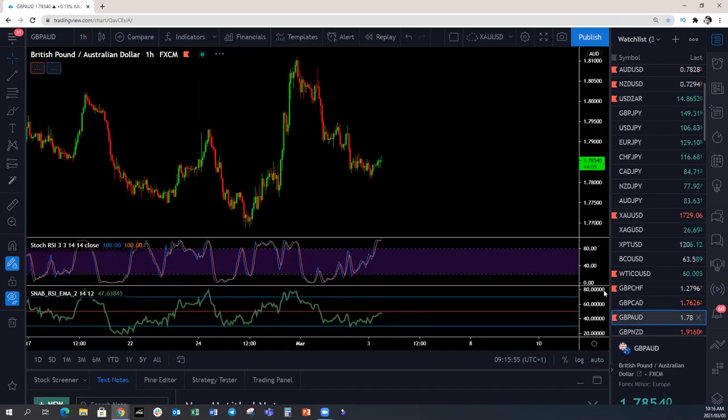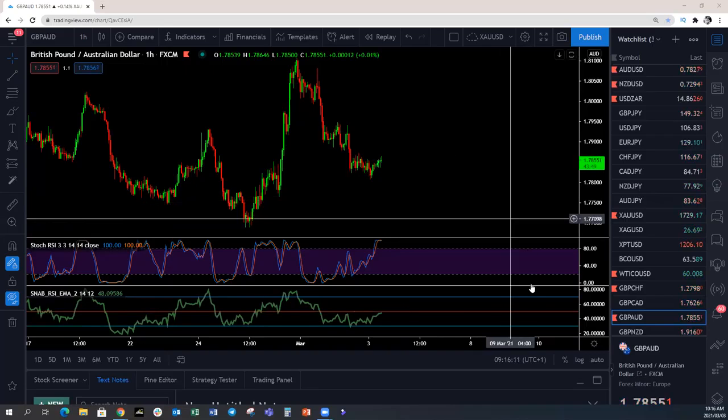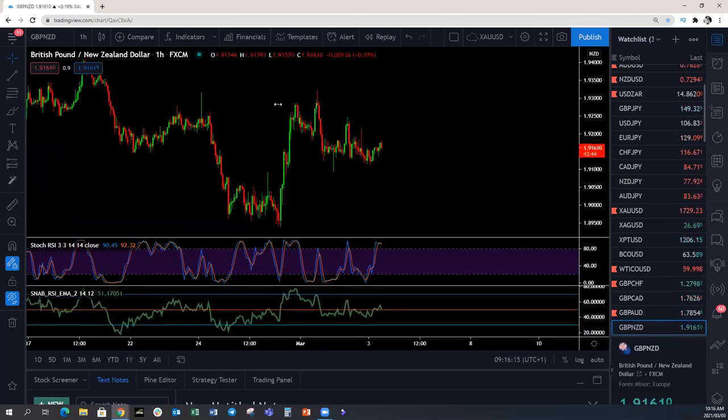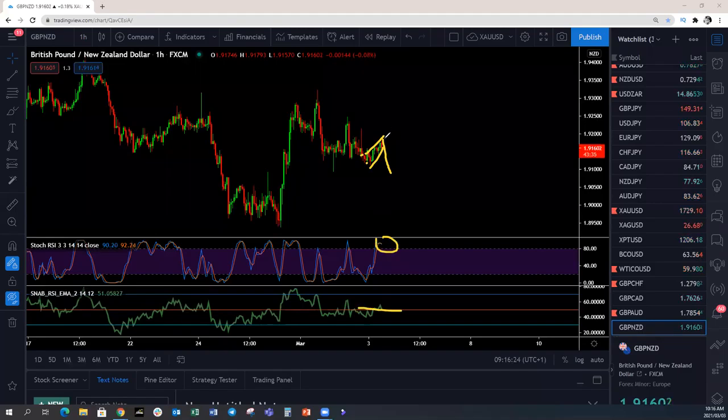Pound Aussie. So Pound Aussie, 1 hour trade setup for downside. That is a corrective structure. We're going to expect Pound Aussie to do this. We're at the top here and we are below 50. So Pound Aussie, we are going to see some downside on the 1 hour. Pound New Zealand, we're going to see this extend lower. We're at the top, we're dipping below 50. So we're going to see another move to the downside.